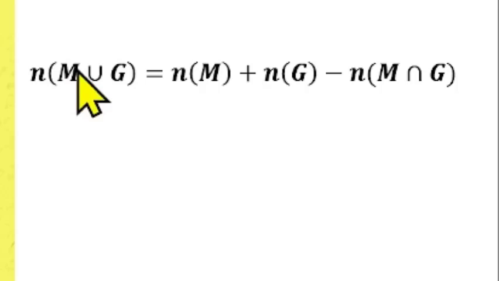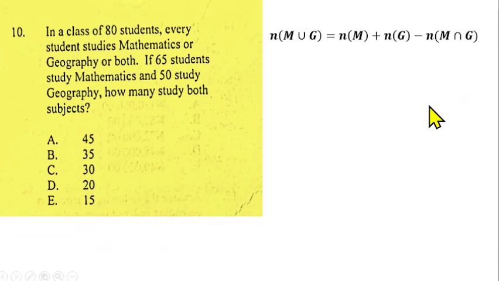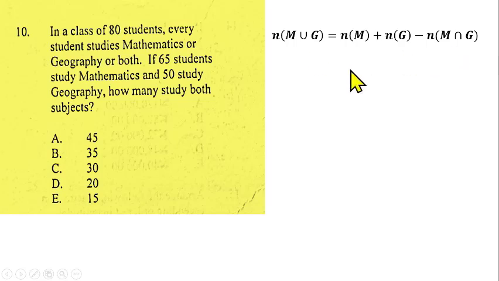So number of mathematics union geography will give us number of mathematics plus number of geography minus the intersection between them. This is only possible because we are told that all of them either do mathematics, geography, or both. So nobody is idle. That means this will work instead of using a Venn diagram. So we know the union of all the students.